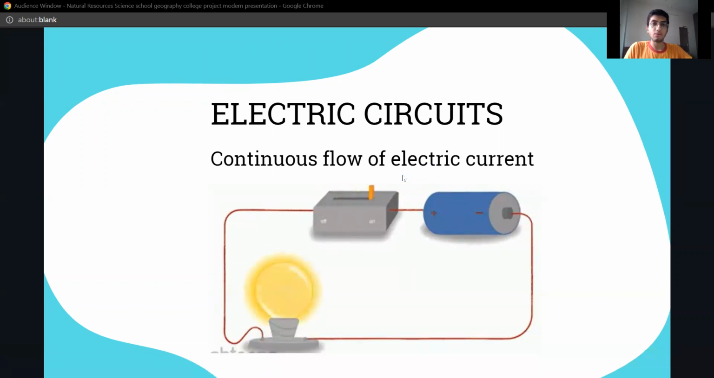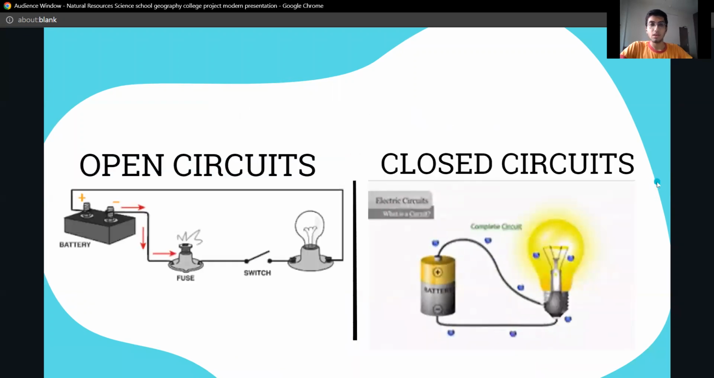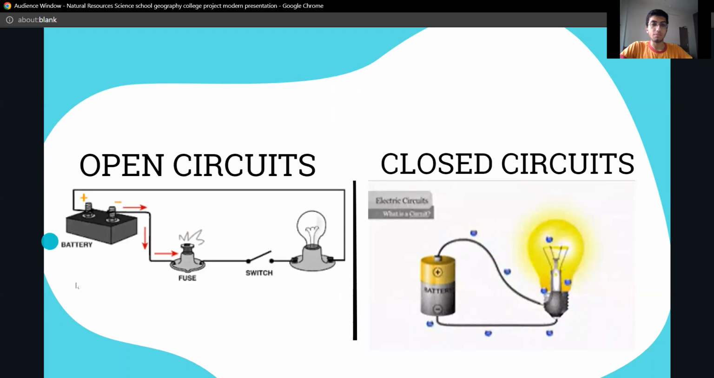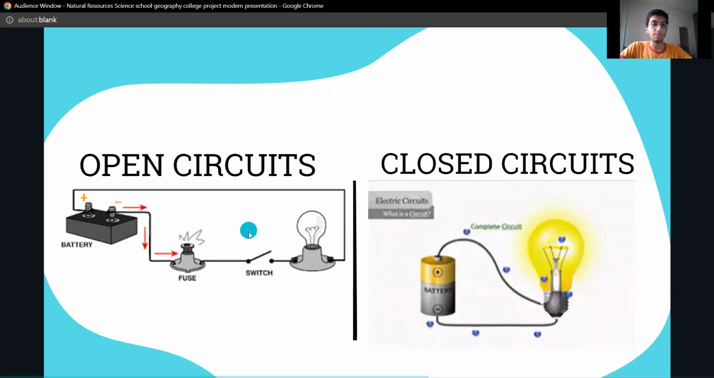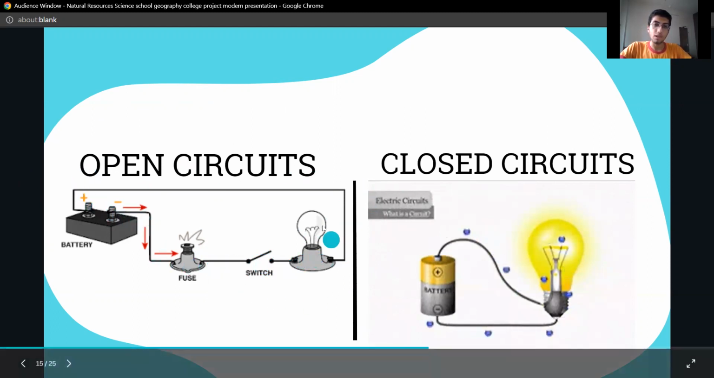And we have two different types of layouts for electric circuits. One are the open circuits. So open circuits consist of a switch, bulb, battery, the same, and it's open, means the path is broken. So the current cannot flow through the components, and therefore the light bulb is switched off.